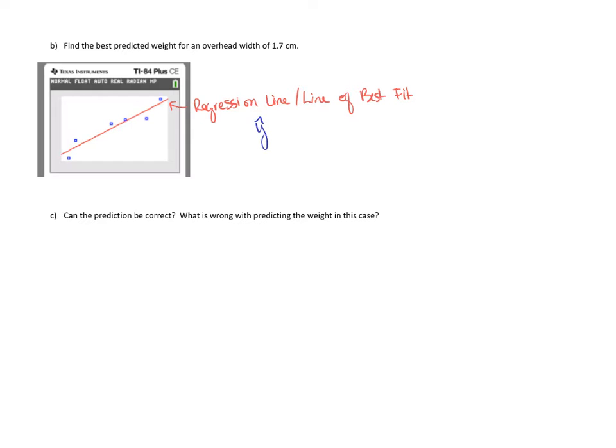That is y hat equal to negative 156.88 plus 40.18x. If we want to find the best predicted weight for an overhead width of 1.7, so x is 1.7, we want to know what is y hat. We can simply substitute x into our regression line to solve for y hat. So let's go ahead and do that.